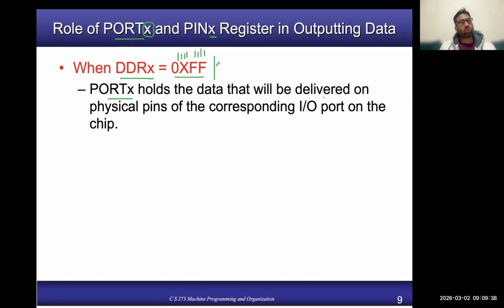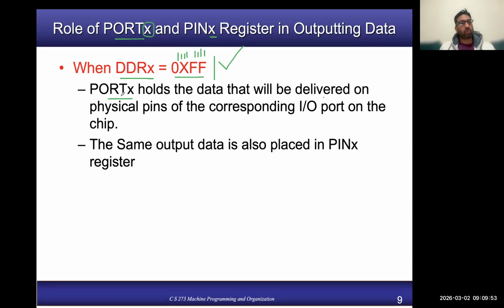So the first job is to write the value in DDRX so that you can configure the pins of the port in output mode, and then the data which you want to deliver on those output pins, you need to write in the port register, right? When you have configured your port in output mode, the same data which you placed in the port register will also be placed in the pin register by default. You don't need to write in the pin register. You just need to write in the port register. The internal hardware will automatically also copy it into the pin register.